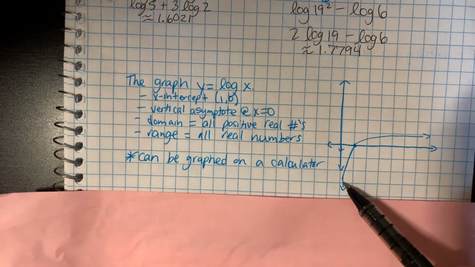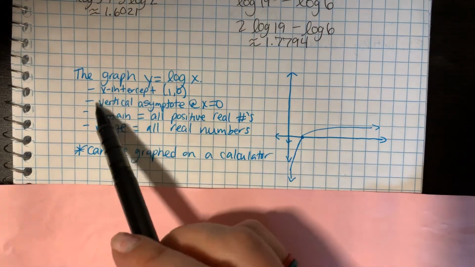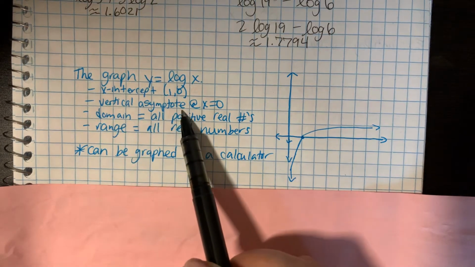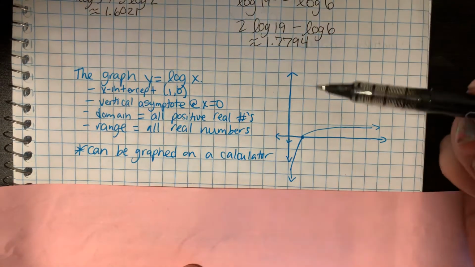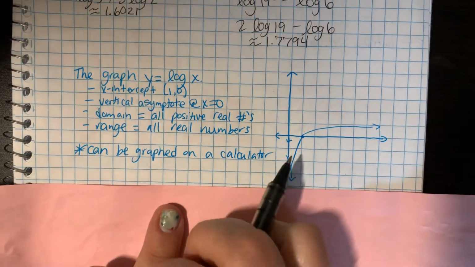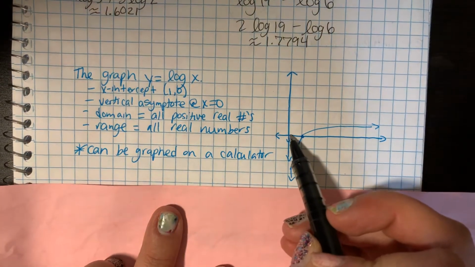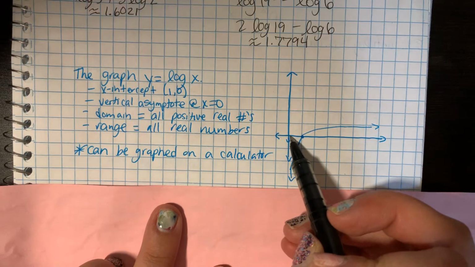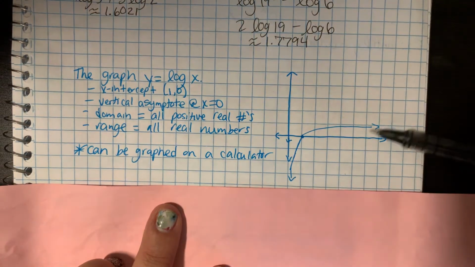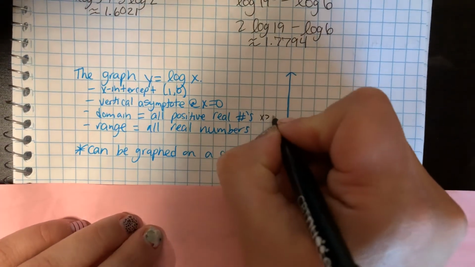Okay, so the graph of y equals log of x can be graphed on our calculator. If you throw it on your calculator, it's going to look something like this. This is the information that is important about it. Your x-intercept will be at 1, 0. You'll have a vertical asymptote at x equals 0, so right here. Okay. Your domain, so your x's, are going to be all positive real numbers, so x greater than 0. Your range is going to be all real numbers because these arrows, it can technically hit everything there.